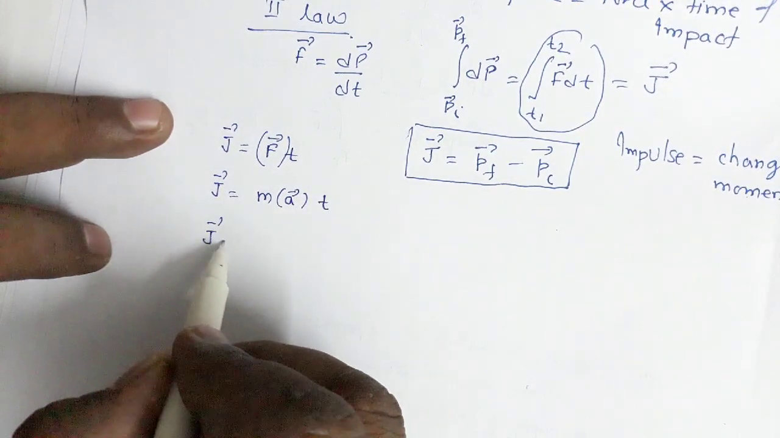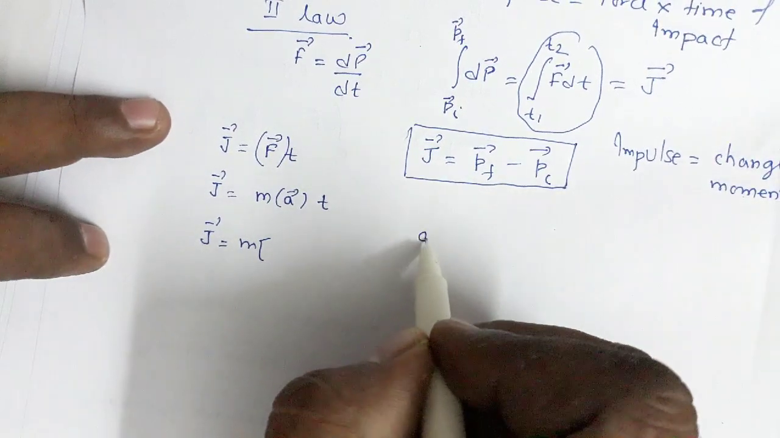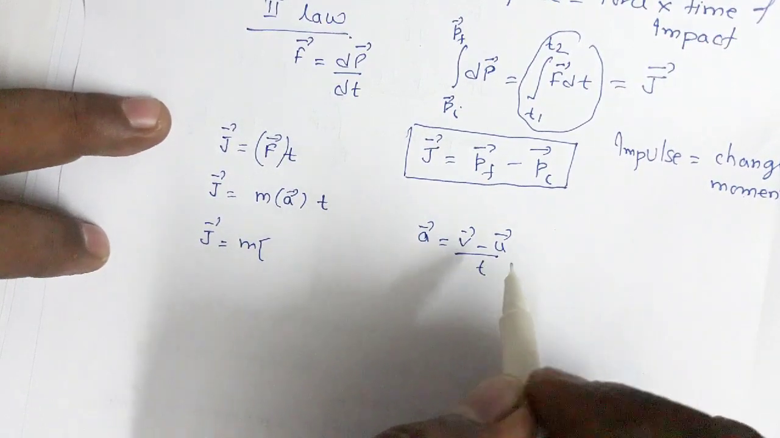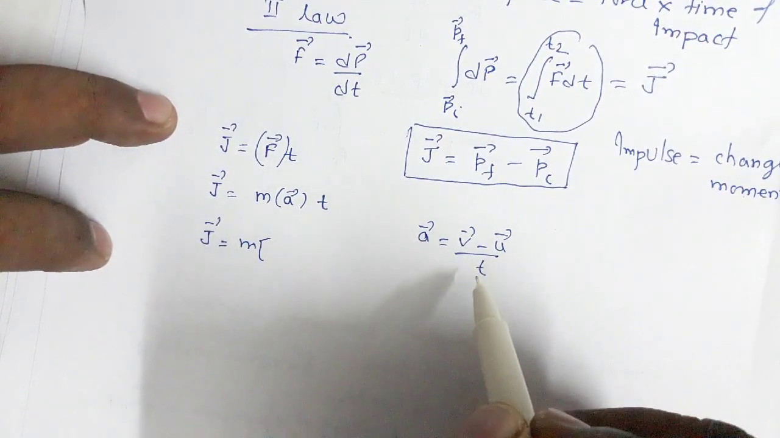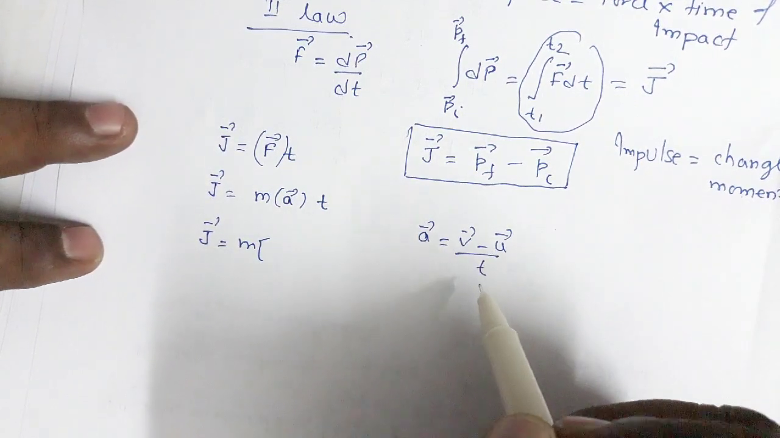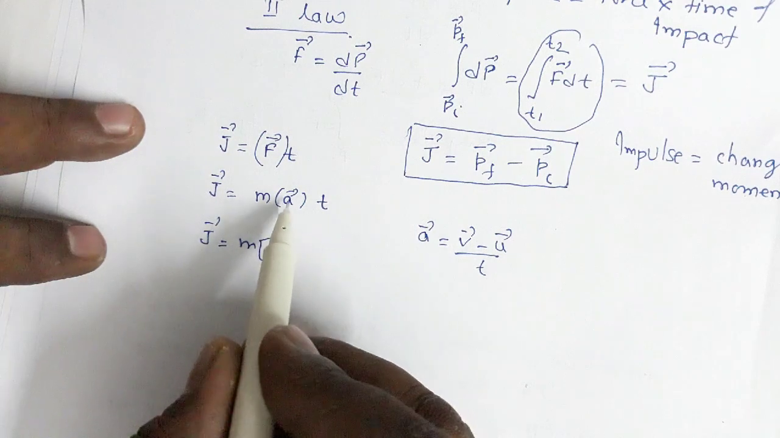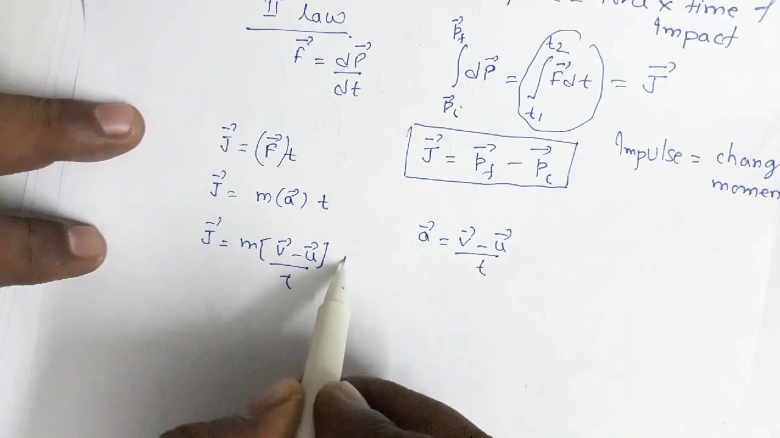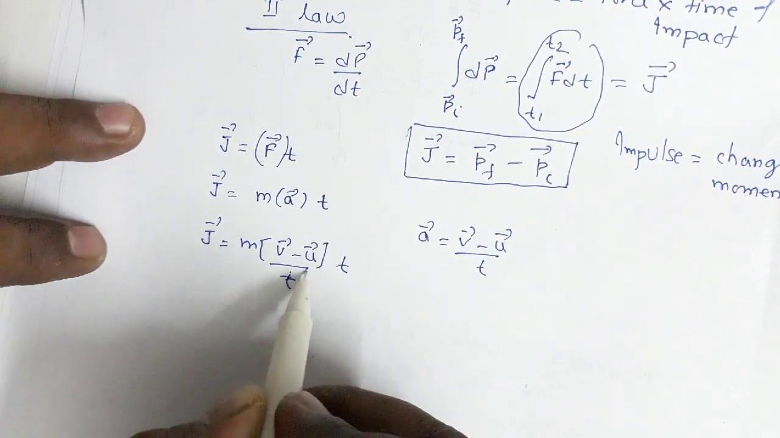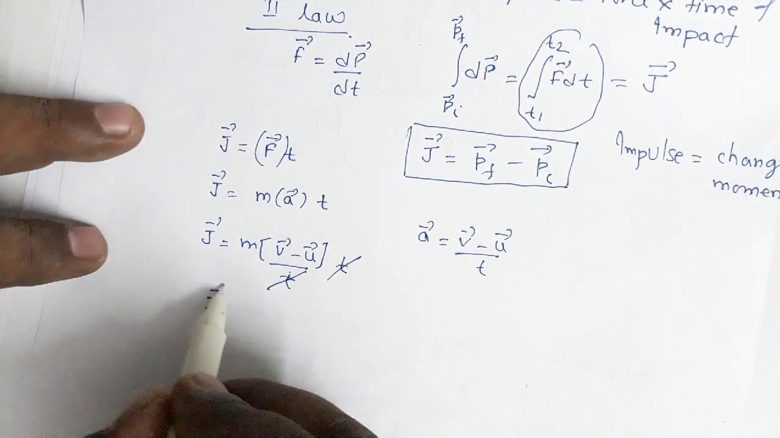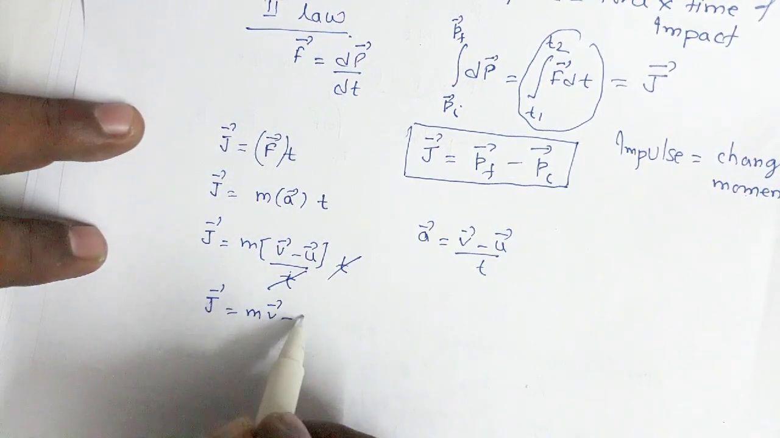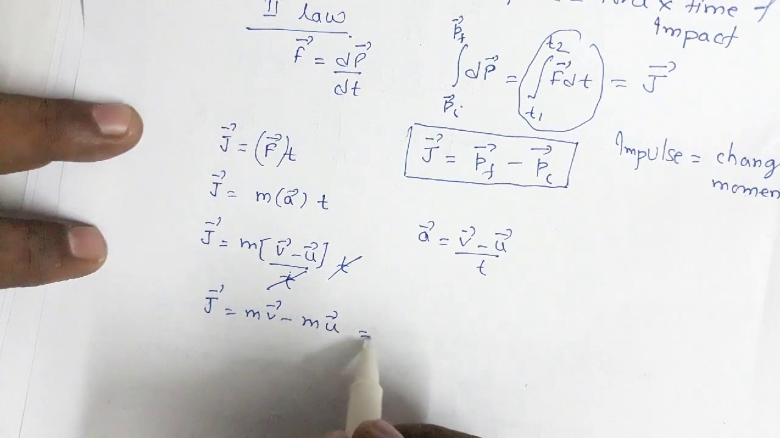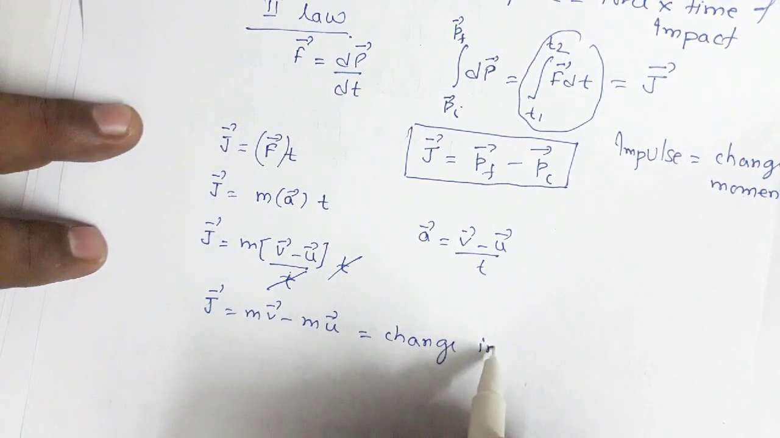So impulse equal to mass into acceleration, and acceleration can be expressed as v minus u divided by t. Acceleration denotes the change in velocity from u to v in time t. u is the initial velocity, v is the final velocity, and t is the time during which the velocity changes. So in place of a I can write v minus u divided by t, into t. So this t and this t cancel out. So we have J is equal to m into v minus m into u. This is the final velocity, this is the initial velocity. So this is the final momentum, this is the initial momentum. So that is the change in momentum.